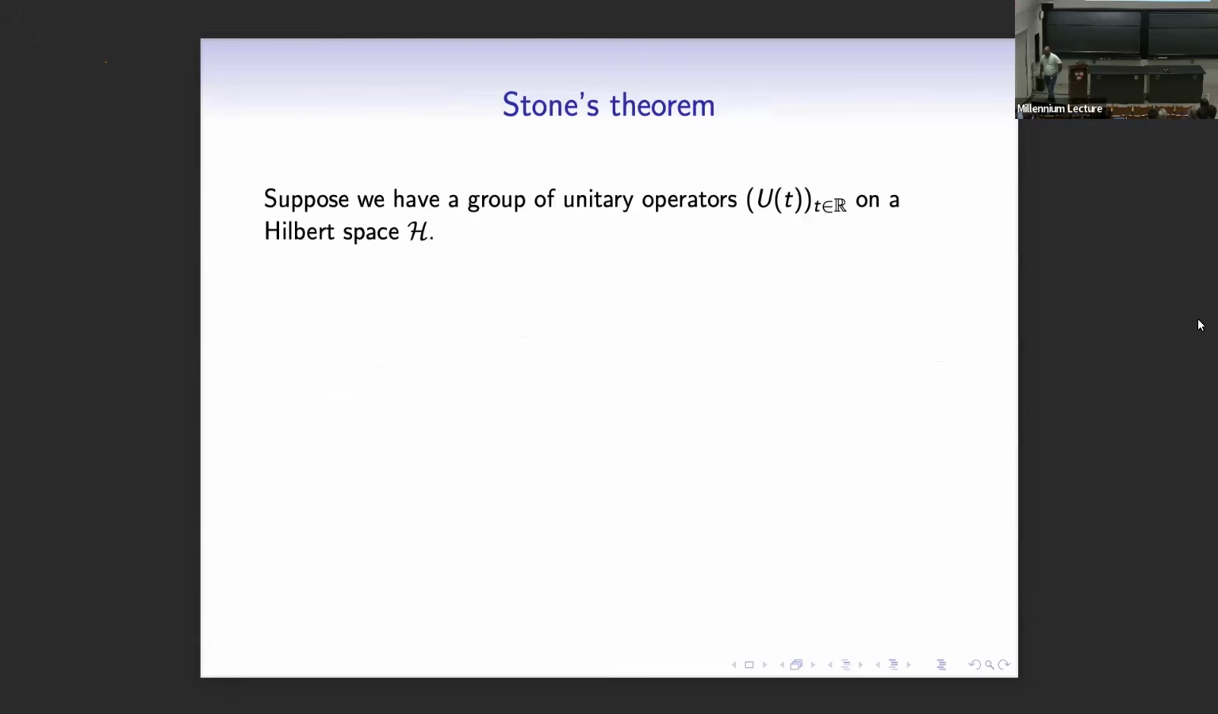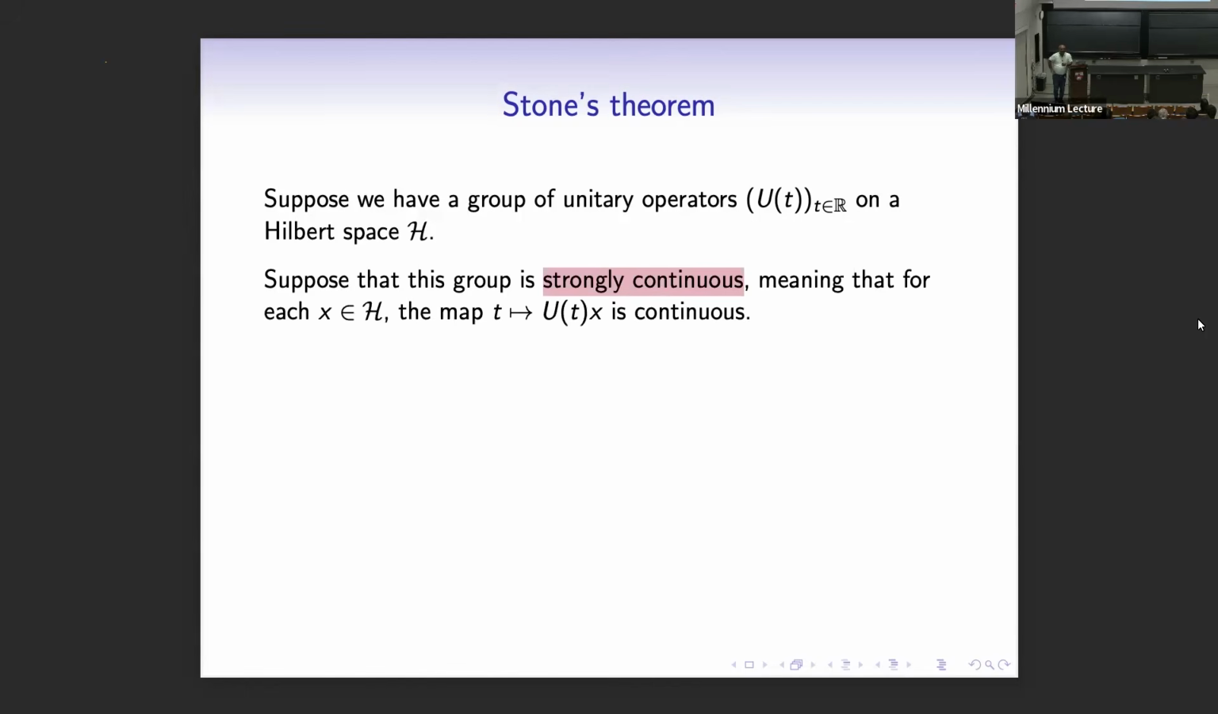Okay, so let me now come to the main technical tool that we have in constructive field theory that was developed primarily by Glimm and Jaffe. Let me just give you a very brief overview of how this goes. So suppose we have a group of unitary operators UT on a Hilbert space H. Okay, and suppose that the group is strongly continuous, meaning that for any x, the map t going to UT x is continuous.